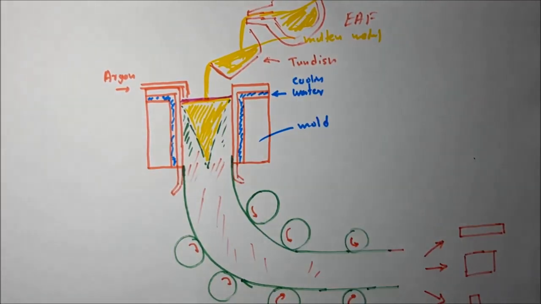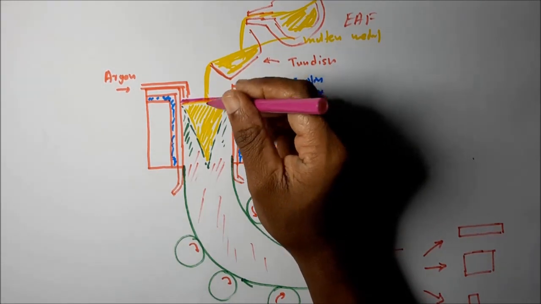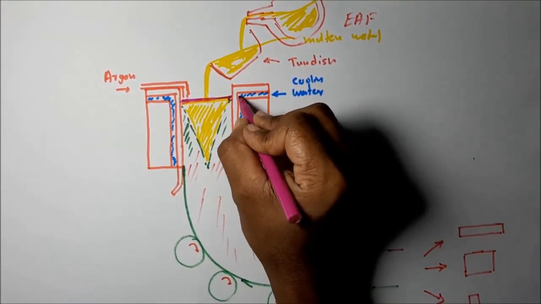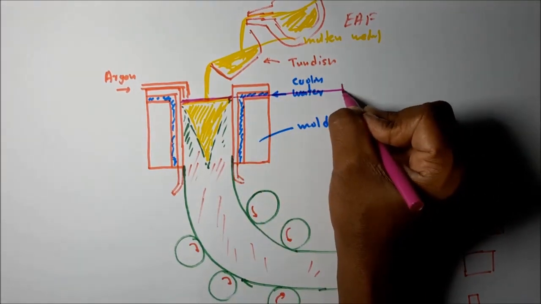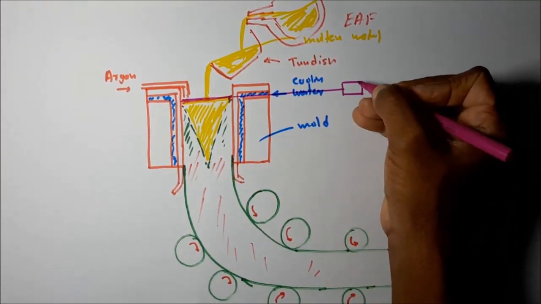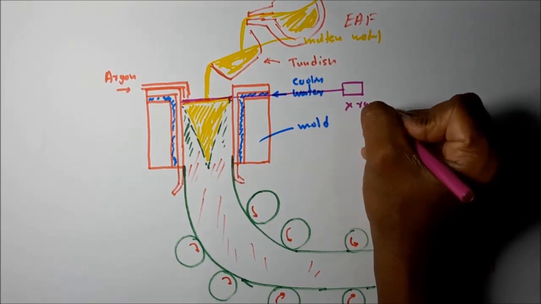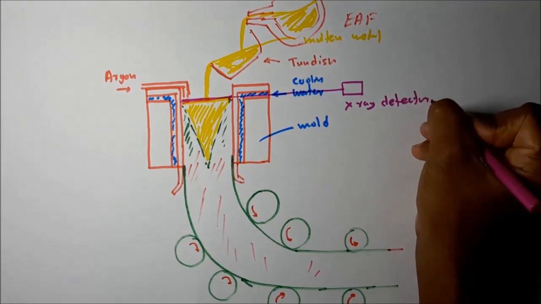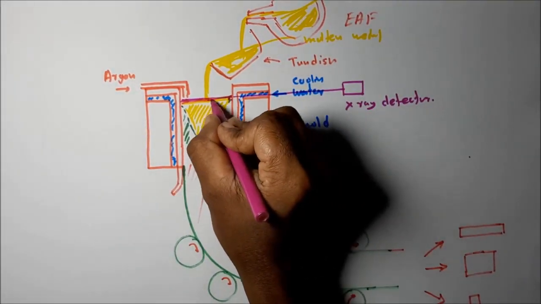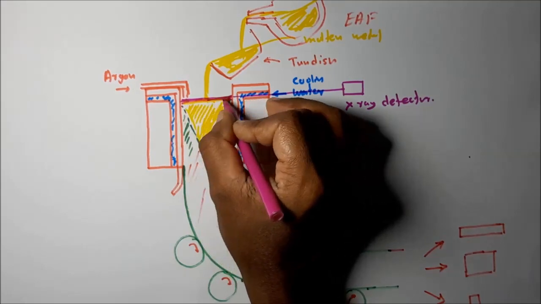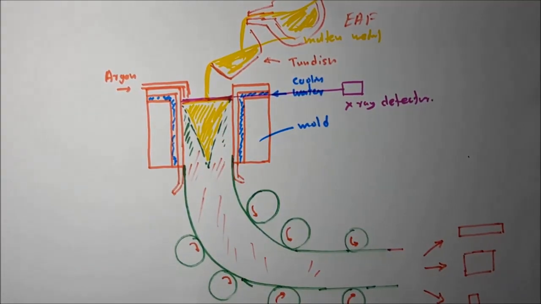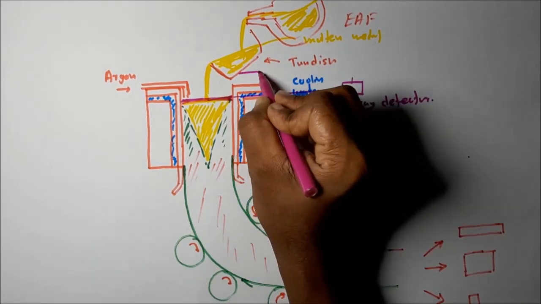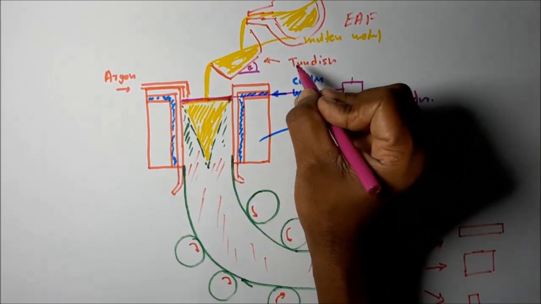Okay. And to keep the molten metal pool at a certain level height, X-ray detectors are used. Two X-ray level detectors are used to measure the height of the molten metal pool. According to the signal given, the tundish inclination theta varies automatically.